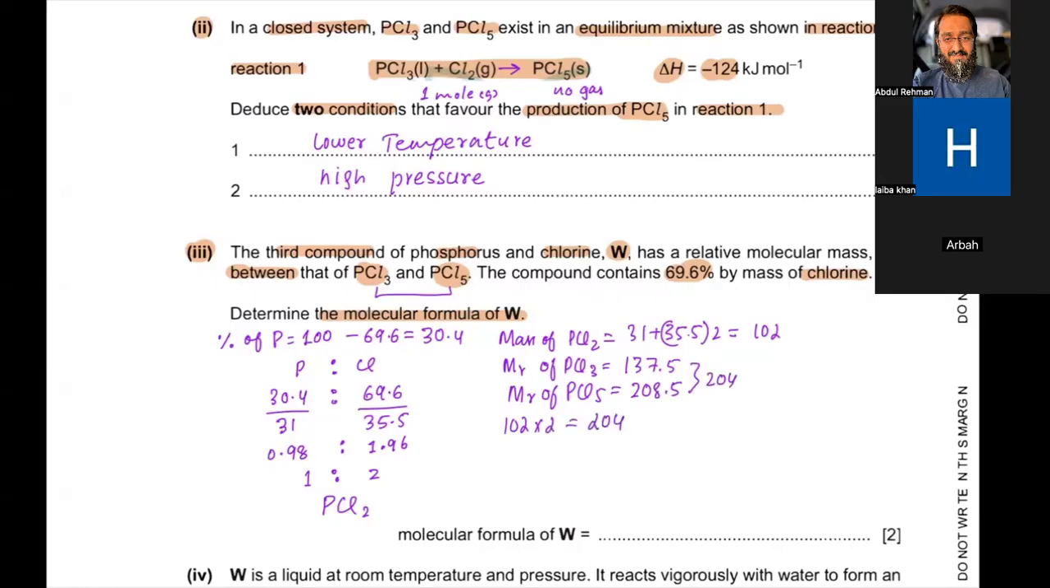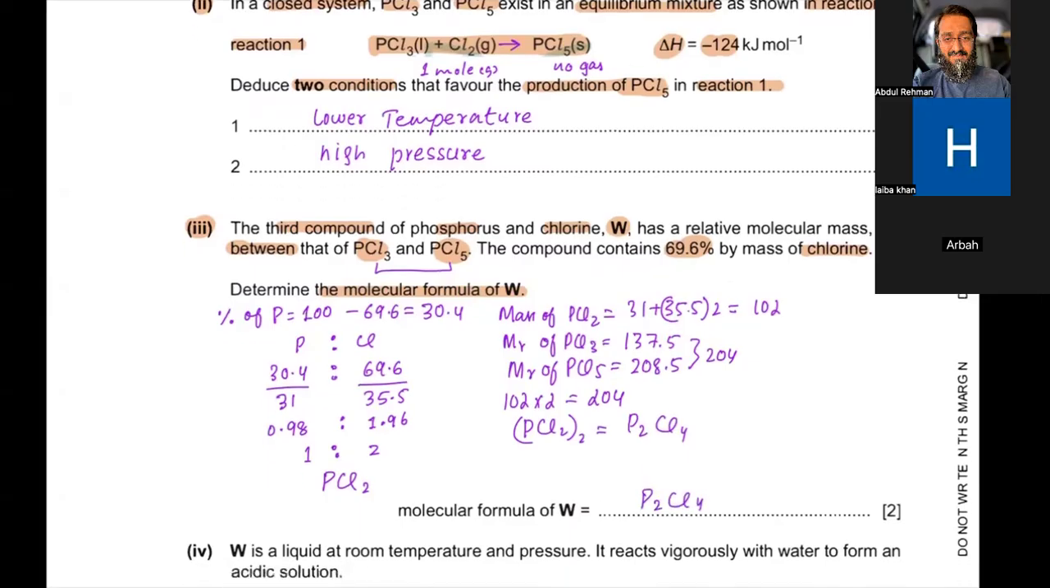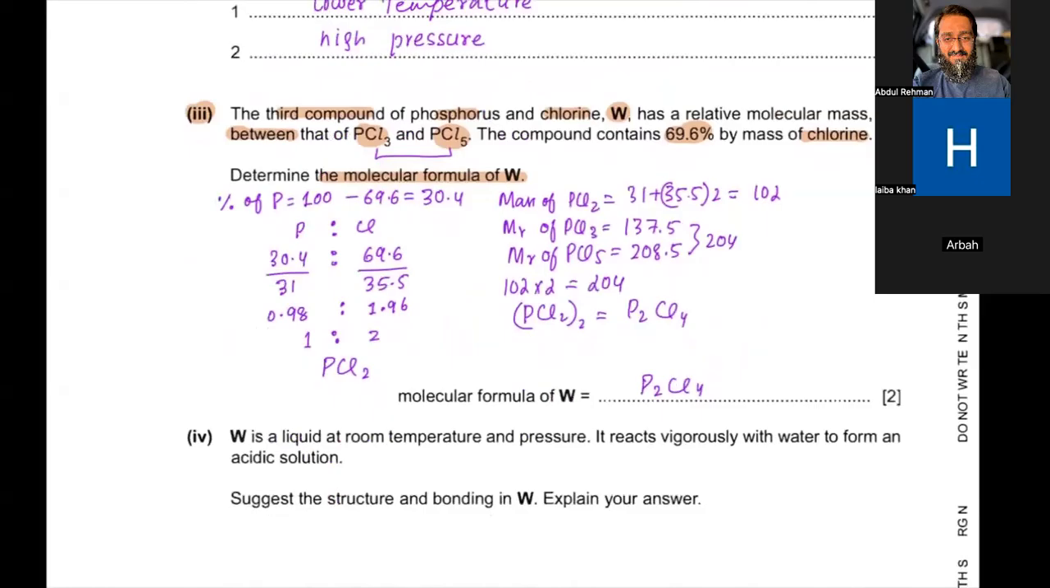So if I make it times 2, it means PCl2 times 2 is going to be P2Cl4. So the molecular formula is going to be P2Cl4. Is this clear to all of you? Yes. Yes, sir.